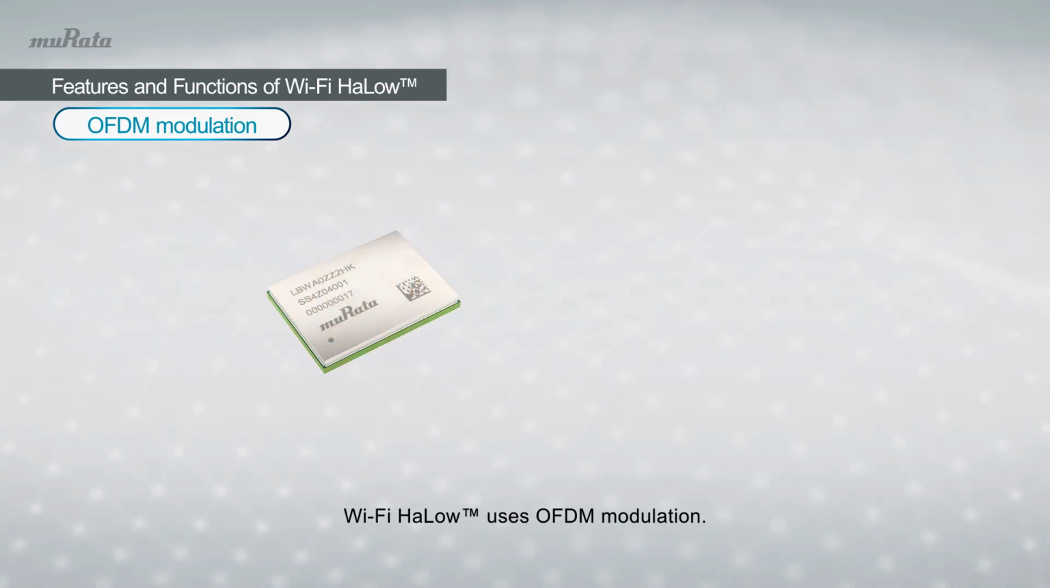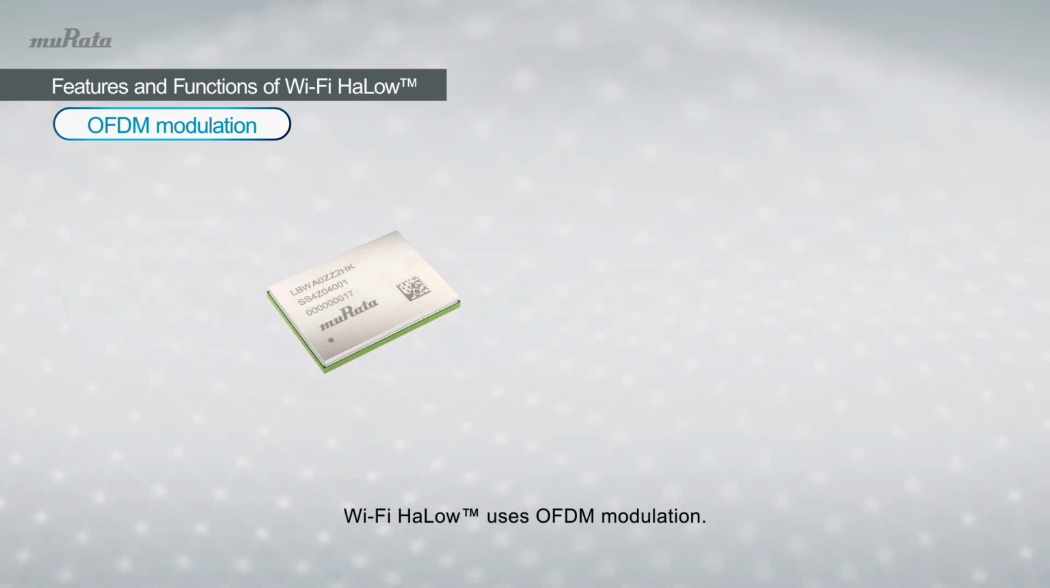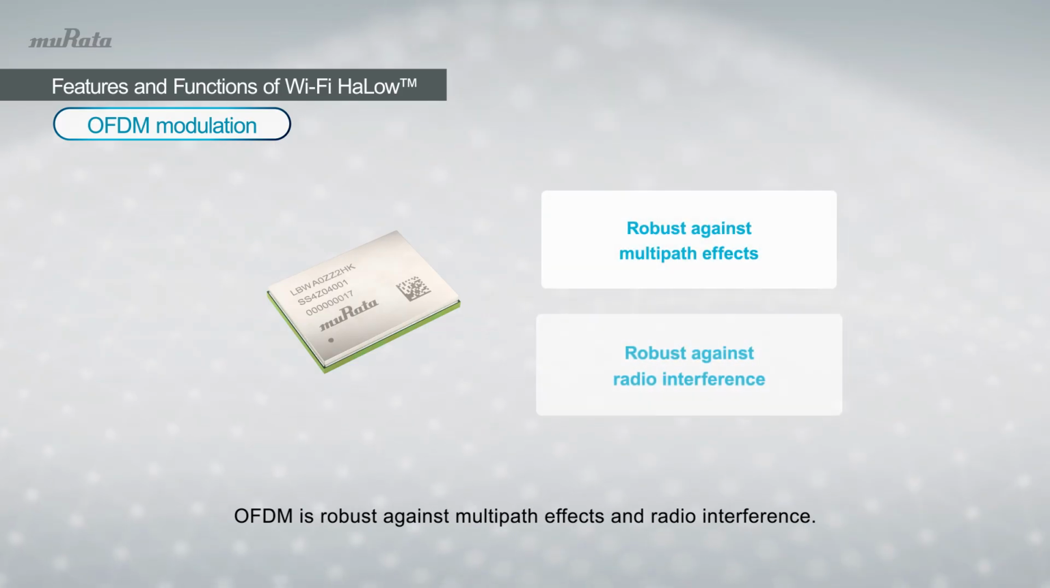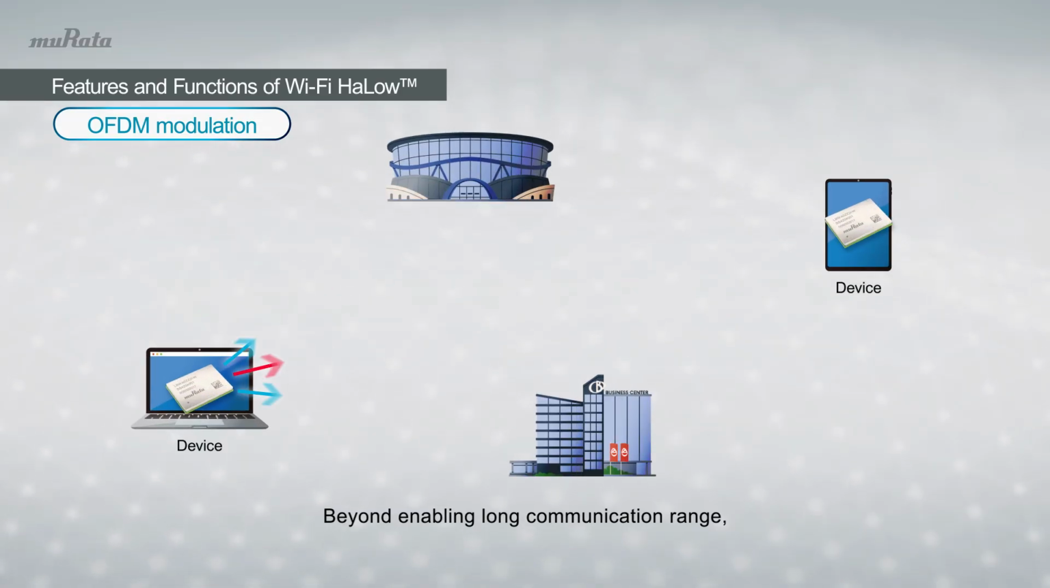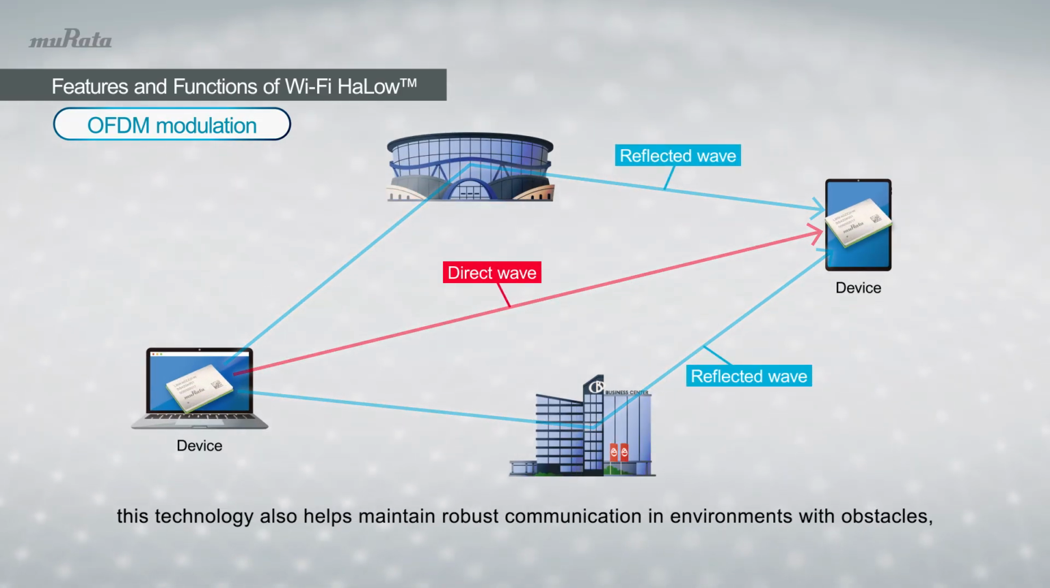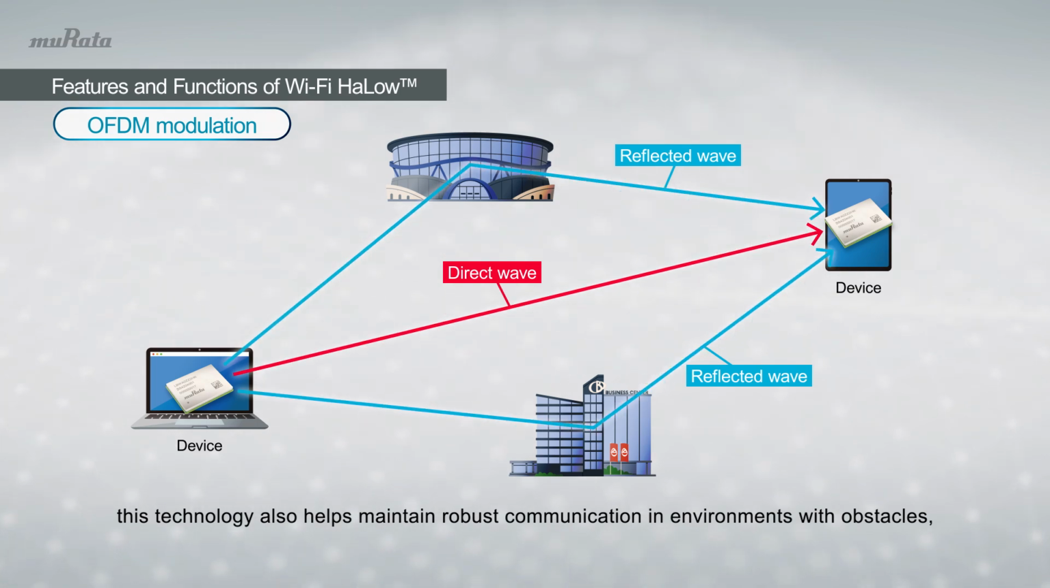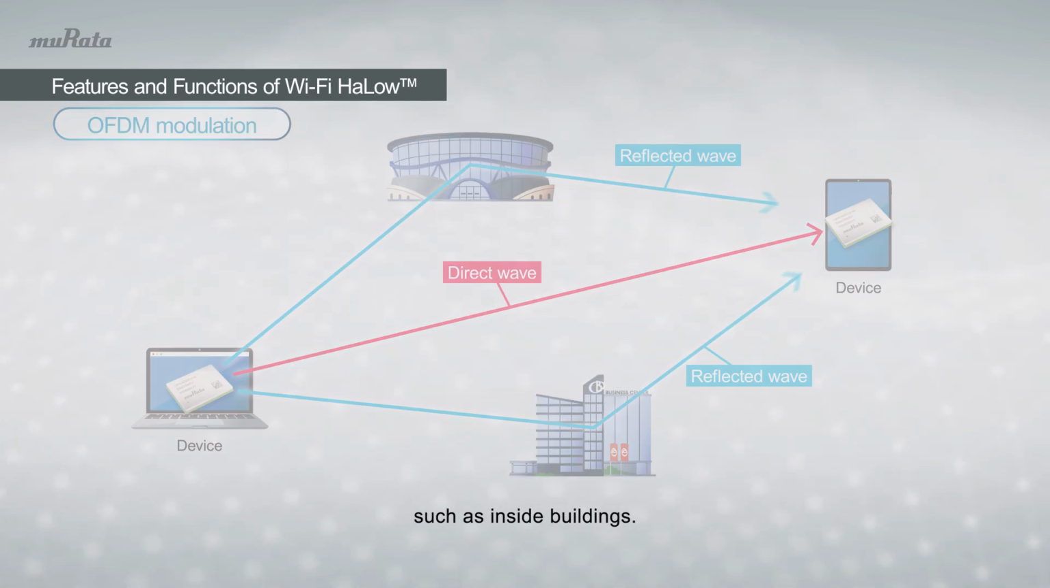Wi-Fi HaLow uses OFDM modulation. OFDM is robust against multipath effects and radio interference. Beyond enabling long communication range, this technology also helps maintain robust communication in environments with obstacles, such as inside buildings.